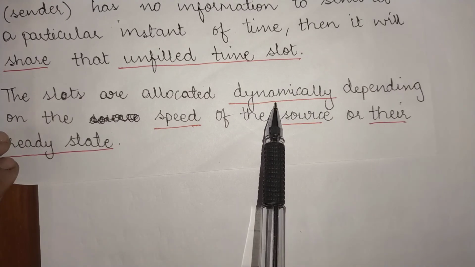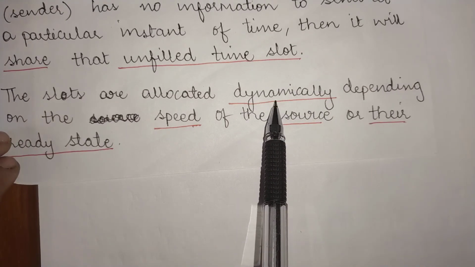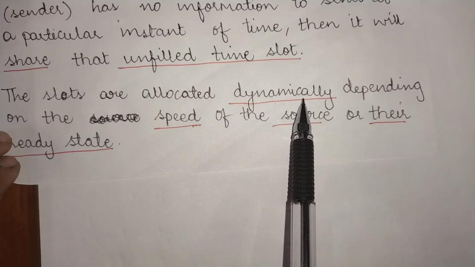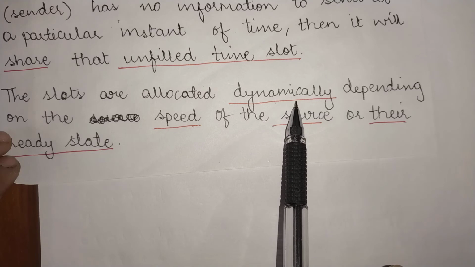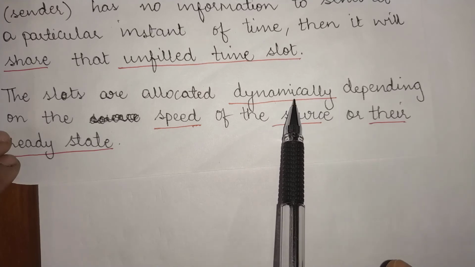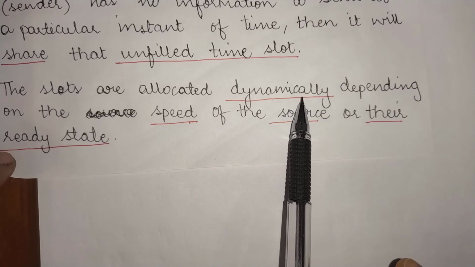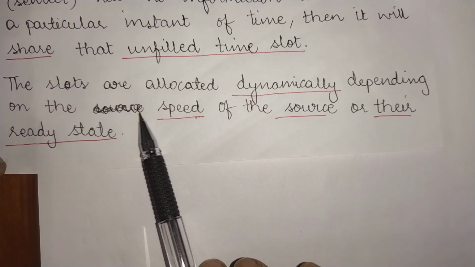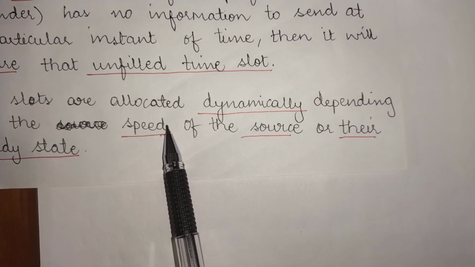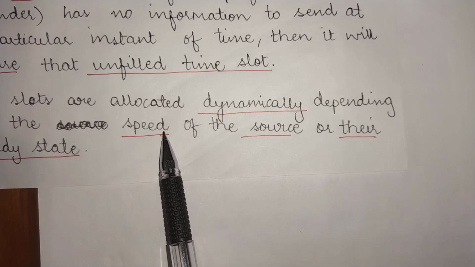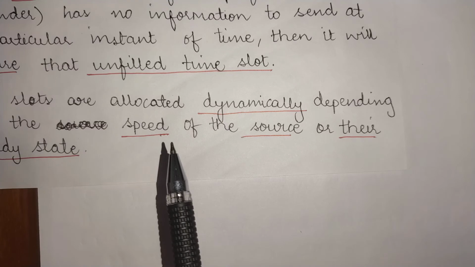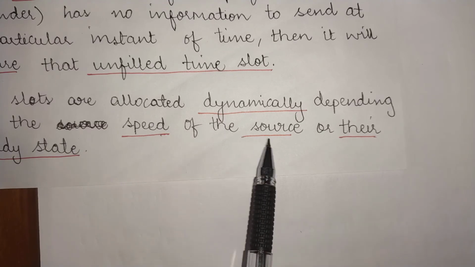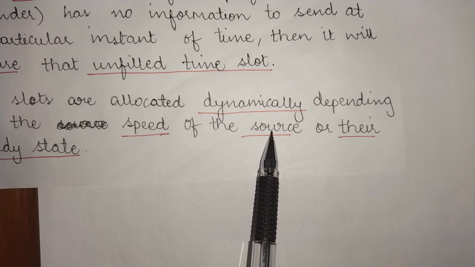That means if a sender during its time slot has some data to send, it will be using that time slot, and if it does not have anything to send, it will share its time slot with some other sender. So the time slots are basically allotted dynamically depending on what? Depending upon two factors. One is the speed of the source, right? If the source is at a fast speed and it transmits data before its time slot has finished, it can pass on that particular time slot to some other sender.